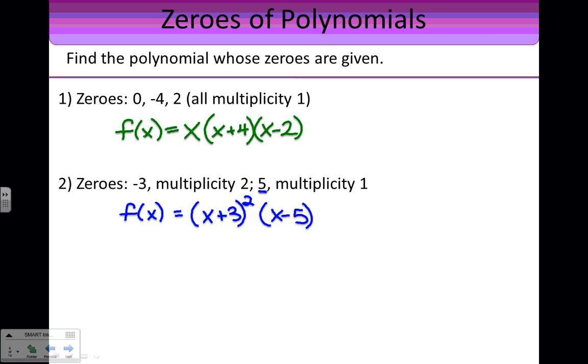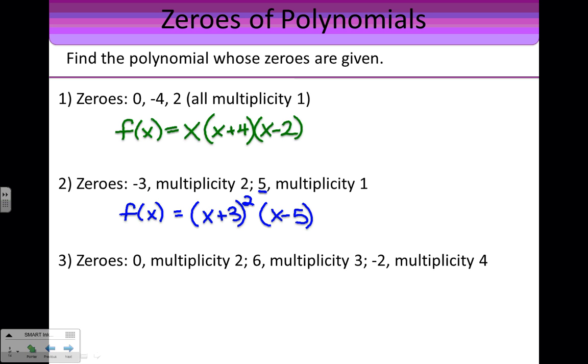All right, go ahead and really quick see if you can do that third one on your own. All right, you should have gotten f of x is equal to x squared times x minus 6 cubed times x plus 2 to the 4th.